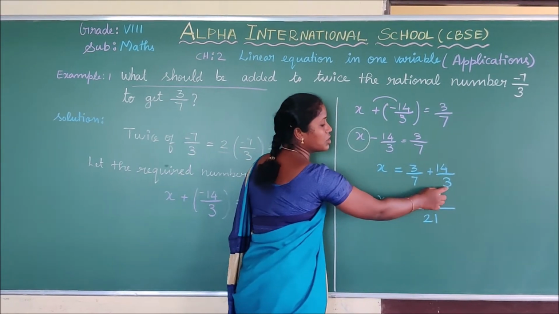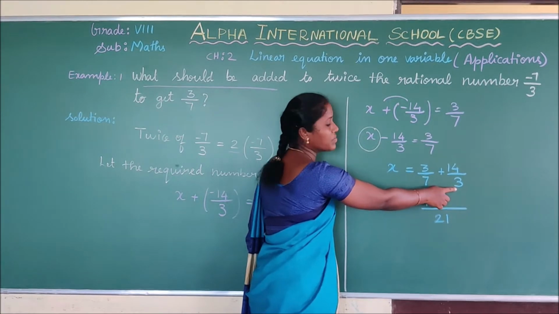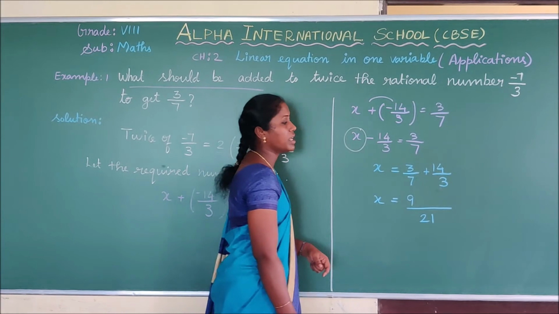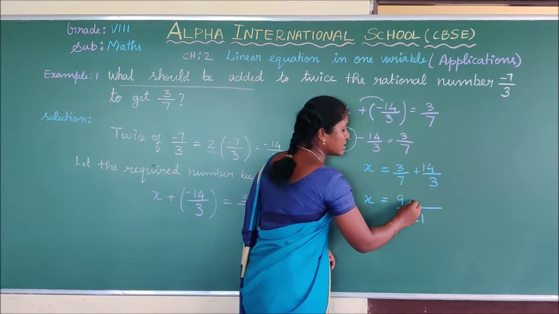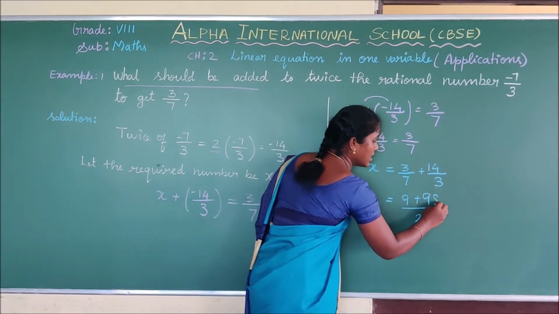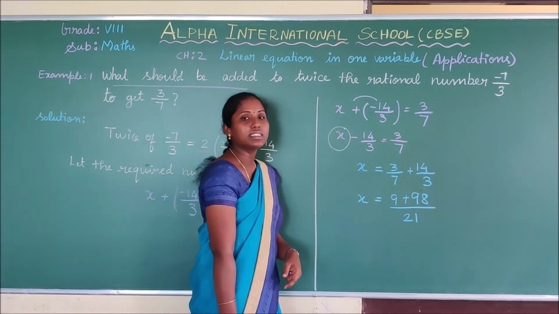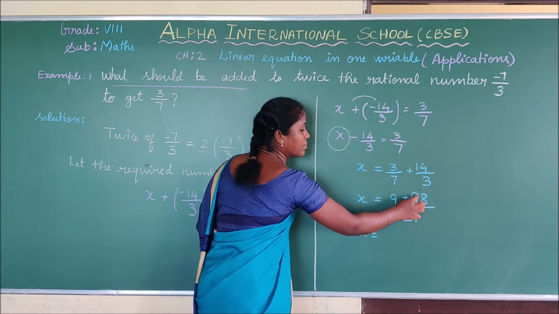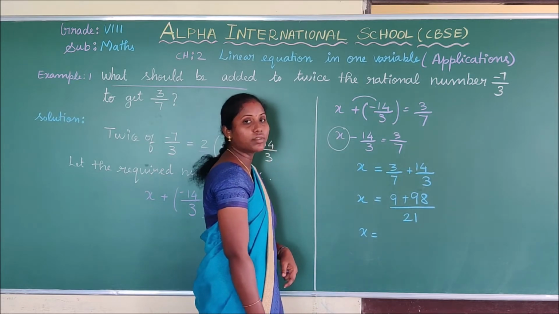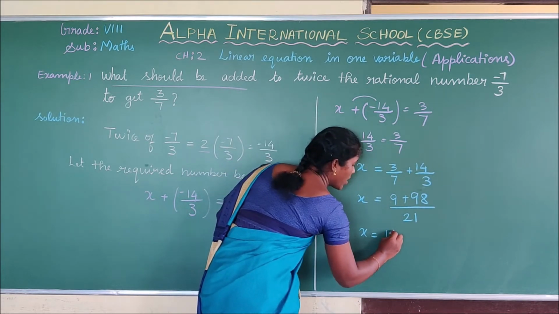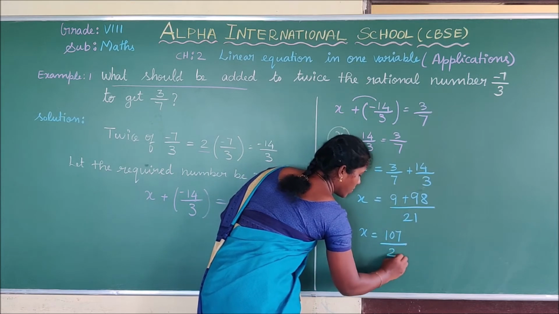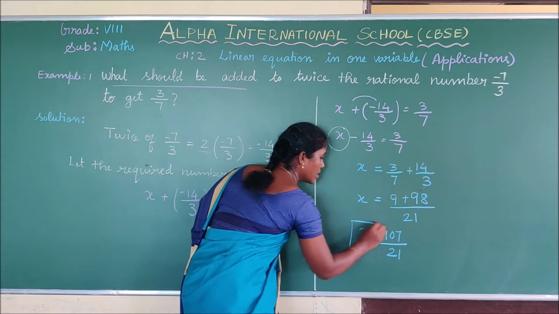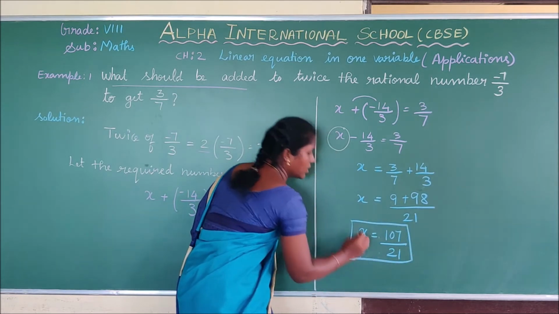Yes. Here, which number should be multiplied with the second number? 7. 7 3s are 21. So the numerator should also be multiplied by 7. So 14 into 7 is 98. Now add the numbers. x is equal to 9 plus 98. What is the result of 9 plus 98? 107 by 21. But it is not possible to simplify. So keep x is equal to 107 by 21.